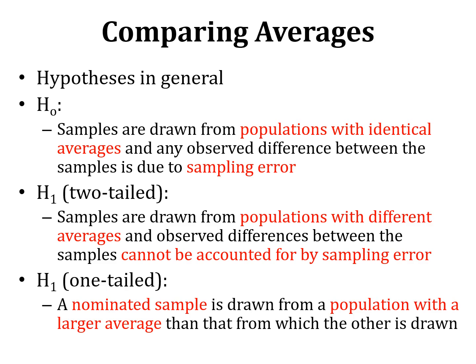Then we have the one-tailed alternate hypothesis, in which we nominate a sample to have a larger mean value. So a nominated sample is drawn from a population with a larger average than that from which the other is drawn. So these are the hypotheses in general.